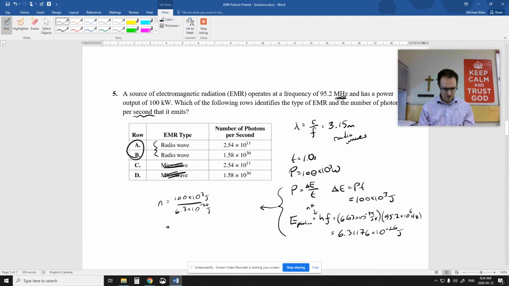So 100,000 divided by this number, and I get 1.5 times 10 to the 30. So it's got to be B. Let's get rid of this. There we go. Oh, I shall write this down at the bottom here. 1.58 times 10 to the 30. Nope, 30. Cool.